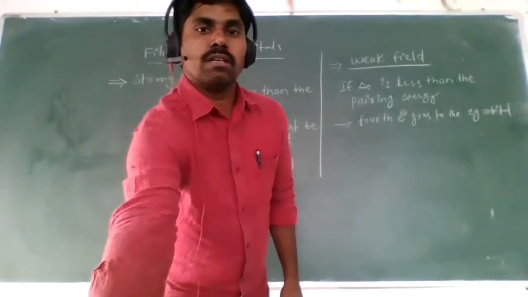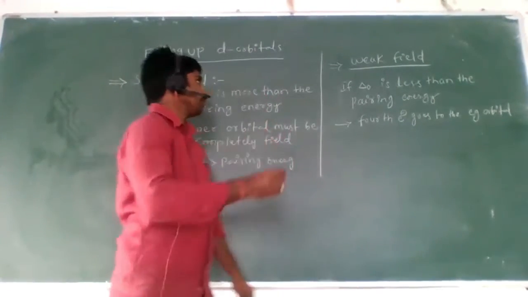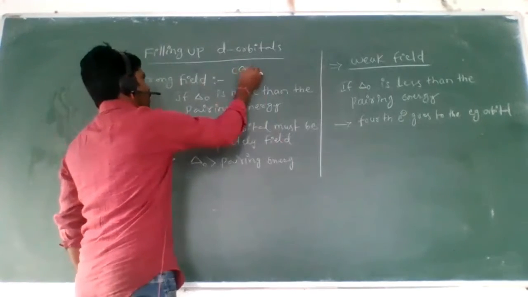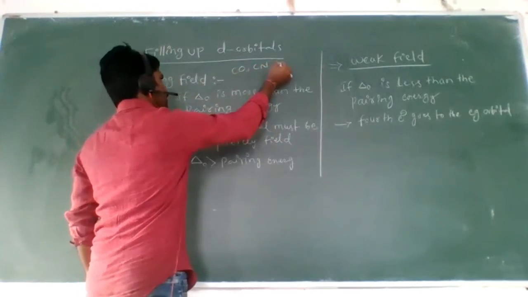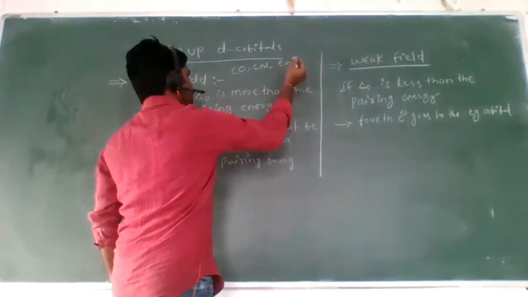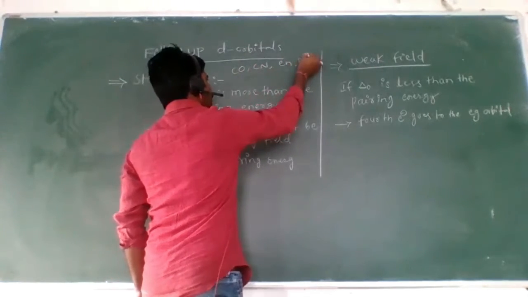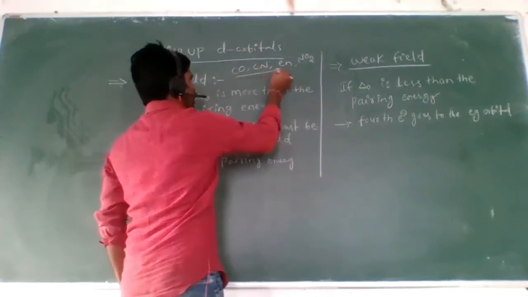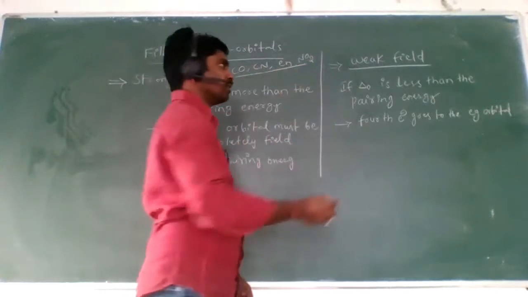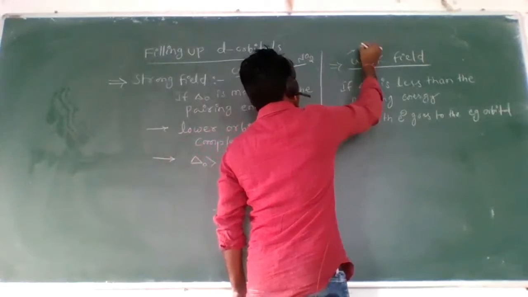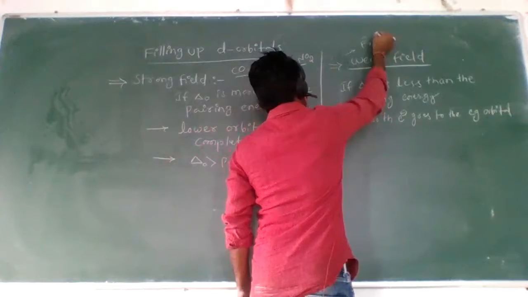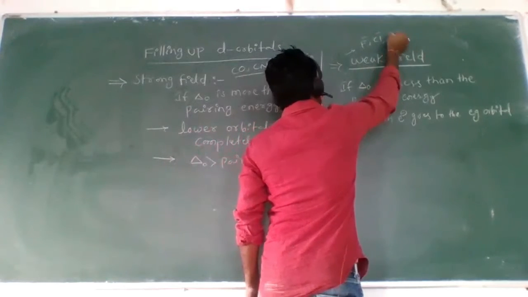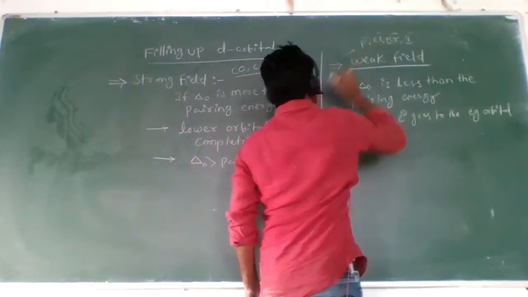Is that clear? Now see here, for example, carbon monoxide, cyanide, ethylenediamine. Is that clear? NO2. So these are examples of strong ligands. Here weak ligands are fluoride, chloride, bromide, iodide.